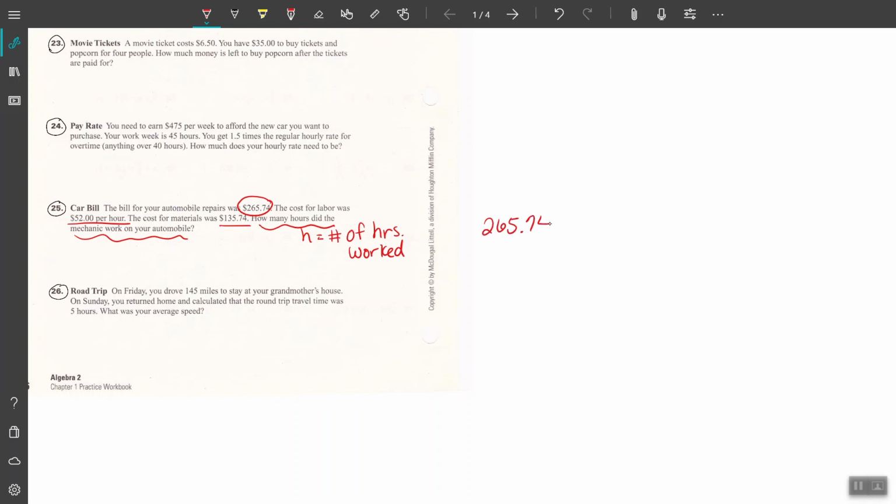$265.74. And that is going to equal the way they came up with that number is to take the cost of the materials and add to that the number of hours that the mechanic worked times 52. Every hour he worked, he got paid $52. So here's your function, or your equation for this particular scenario. And then from here, you're just going to solve for h. This will just use those basic skills that we practiced on the front of this worksheet, and you should hopefully remember from Algebra 1.